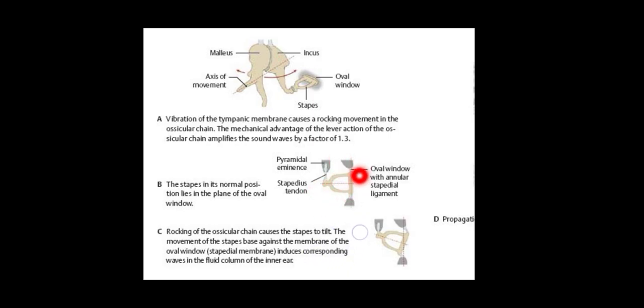The stapes in its normal position lies in the plane of the oval window. This is the pyramidal eminence, the stapedial tendon, the oval window with the annular stapedial ligament. However, a rocking of the ossicular chain causes the stapes to tilt. The movement of the stapes base against the membrane of the oval window, that is the stapedial membrane, induces corresponding waves in the fluid column of the inner ear.